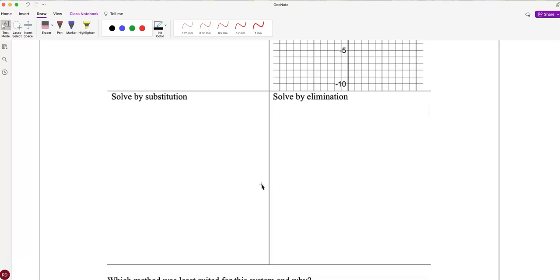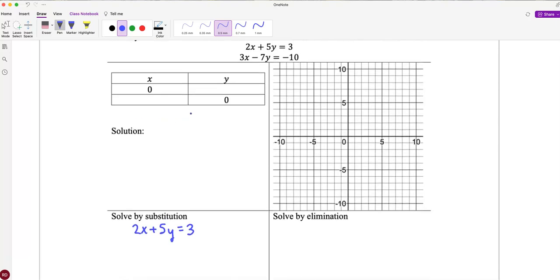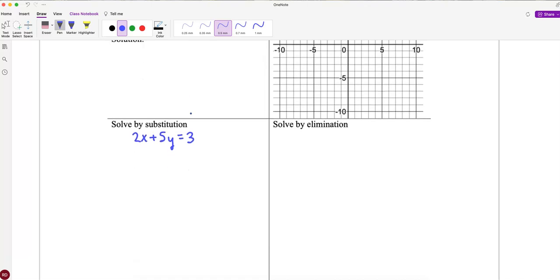2x plus 5y equals 3, and 3x minus 7y equals negative 10. So take this equation and you get what? 2x equals negative 5y plus 3. x equals negative 5 halves y plus 3 halves.